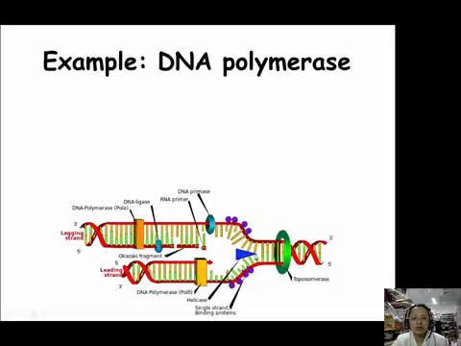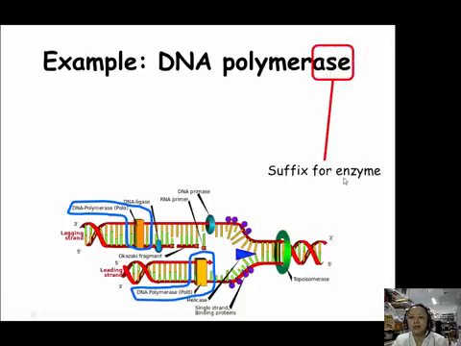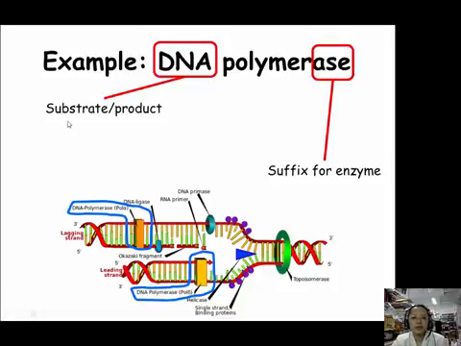DNA polymerase, as shown in this picture, these two, DNA polymerase alpha, is in charge of replicating DNA. The name DNA polymerase, we can actually separate into three parts. The first part is the ase suffix, meaning it's an enzyme. And then the second part, DNA, which is the substrate of this enzyme and also the product. Now, the substrate is a shorter DNA and the product is a longer DNA, but they are both deoxyribonucleic acid.